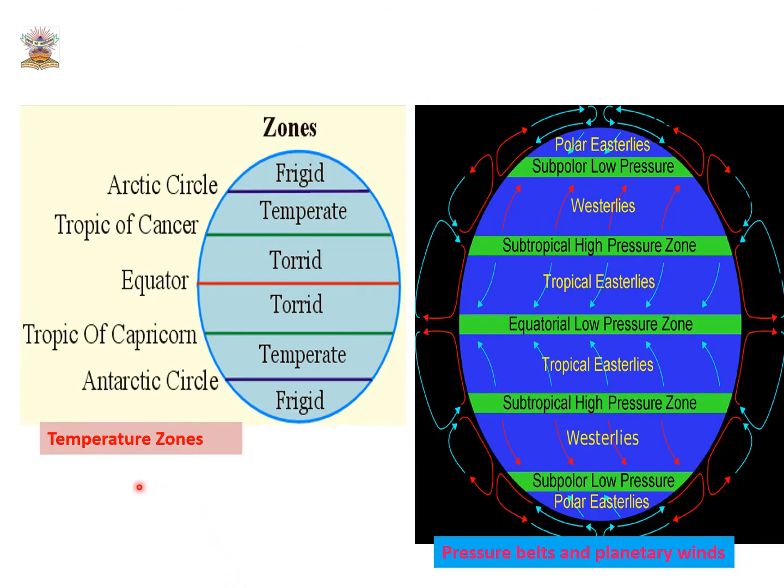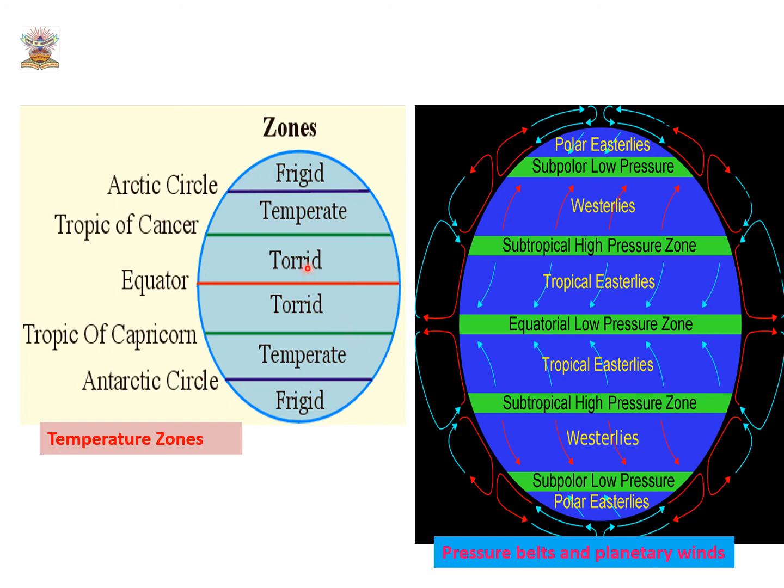Yes, children, in this diagram you can see the temperature zones, the different zones. Here we have the equator. Then in the northern hemisphere we have the torrid zone, the temperate zone and the frigid zone. Same in the south we have the torrid zone, the temperate zone and the frigid zone. So in both hemispheres we have the different zones.